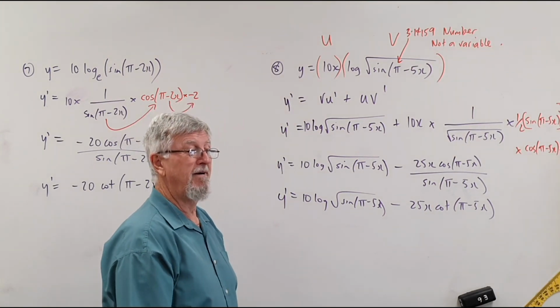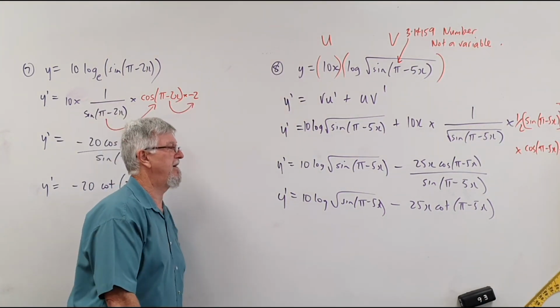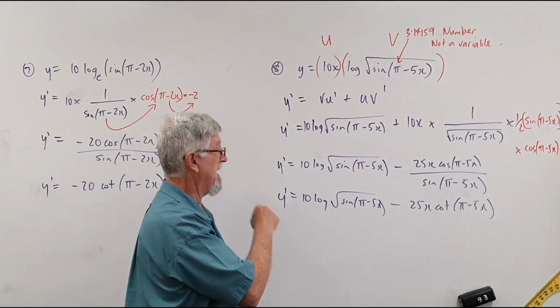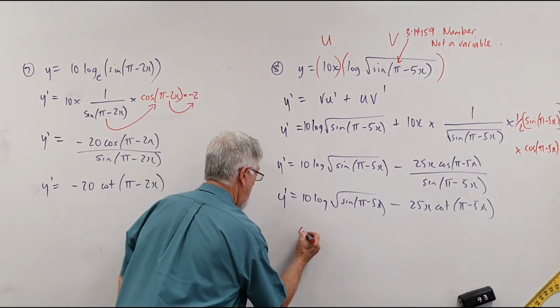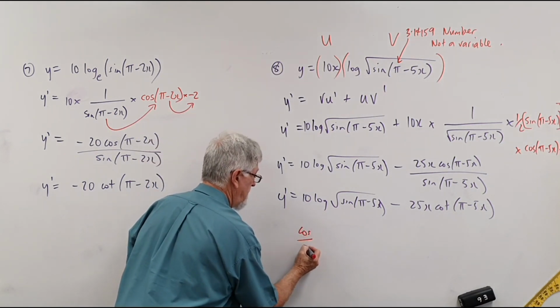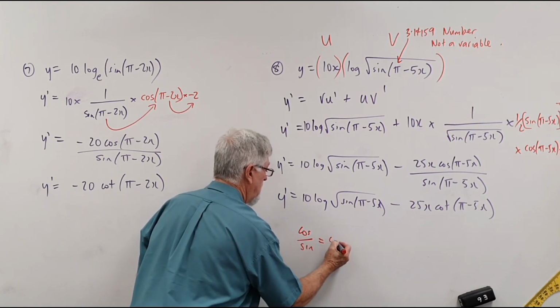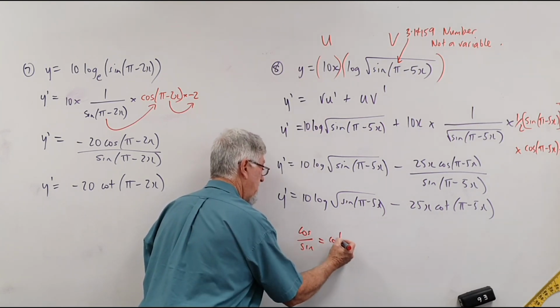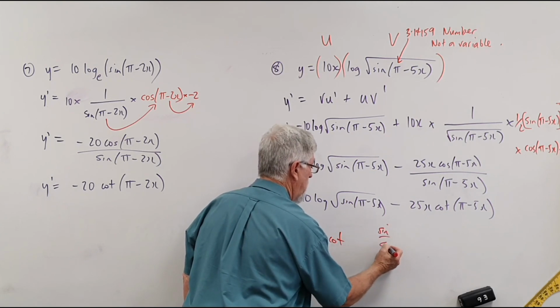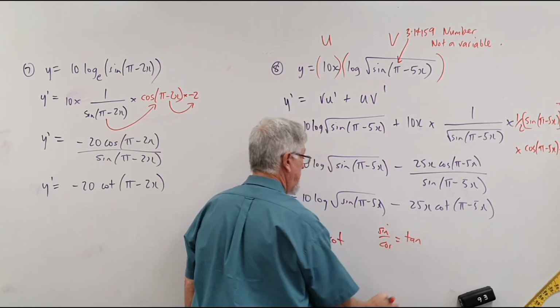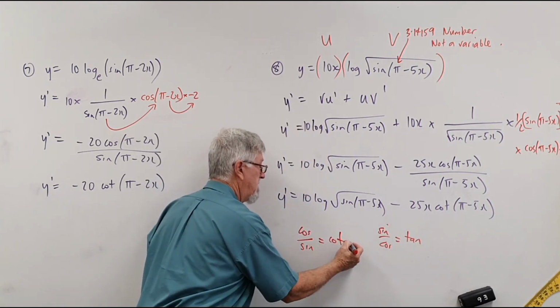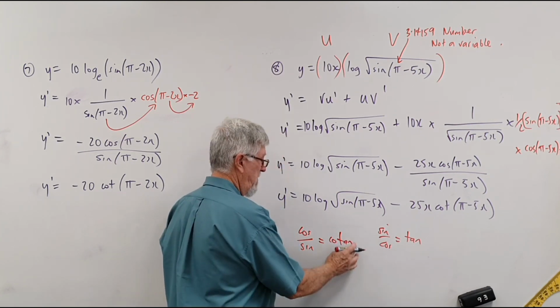No, it's not complicated. Go on. Wait, so sine, cos divided by sine is cos? Yes. And what's sine divided by cos? So cos divided by sin is cot. Sine divided by cos is tan. Oh, yeah, right. So it's actually cotangent. Oh, we just put cot.